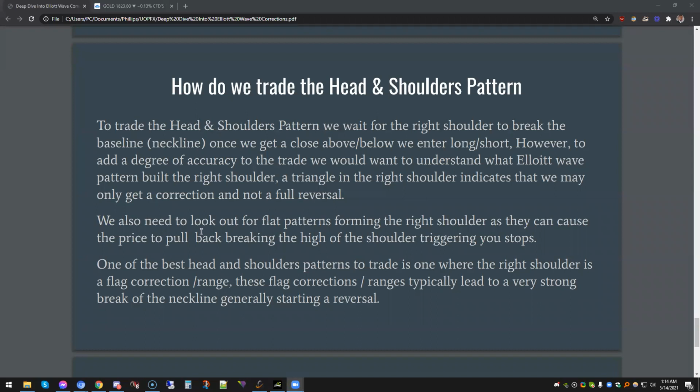Okay. So generally, whenever we find a flag correction or the price is just ranging in the right shoulder of a head and shoulders formation, generally we get a very strong breakout. Okay. So that's something that you would want to look out for.